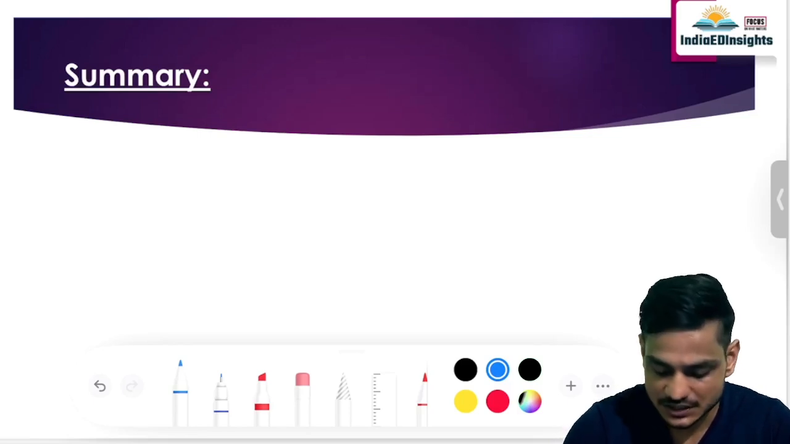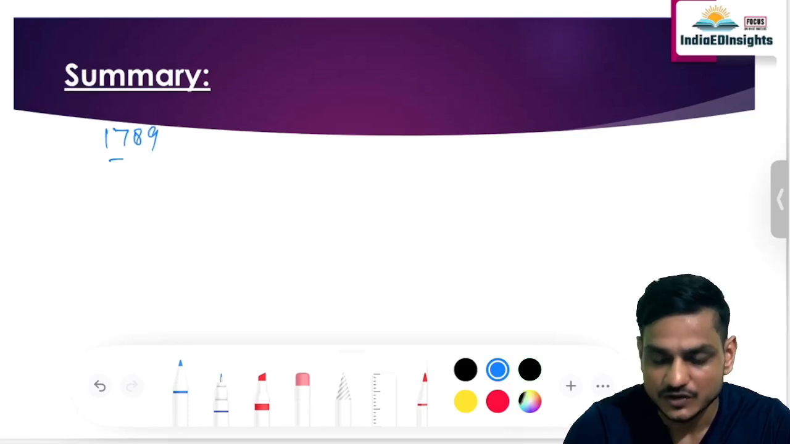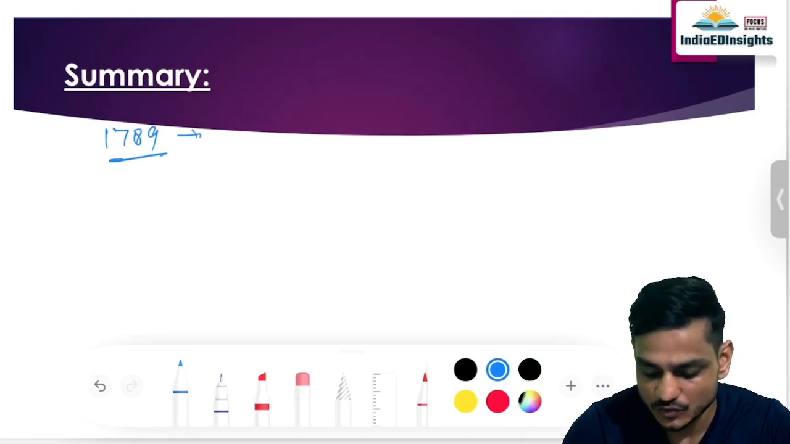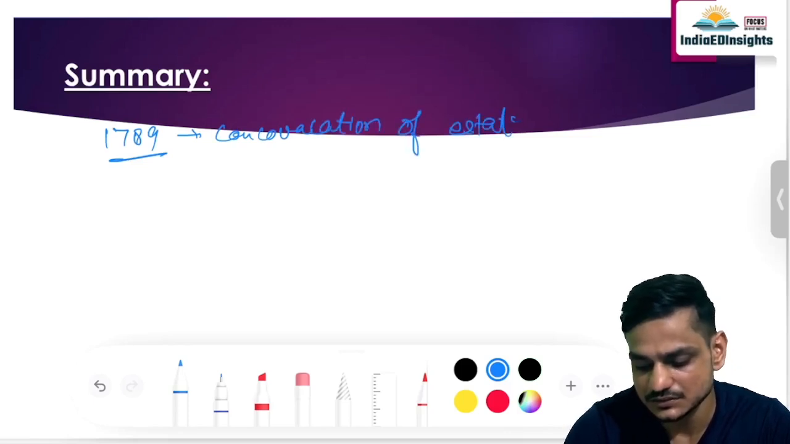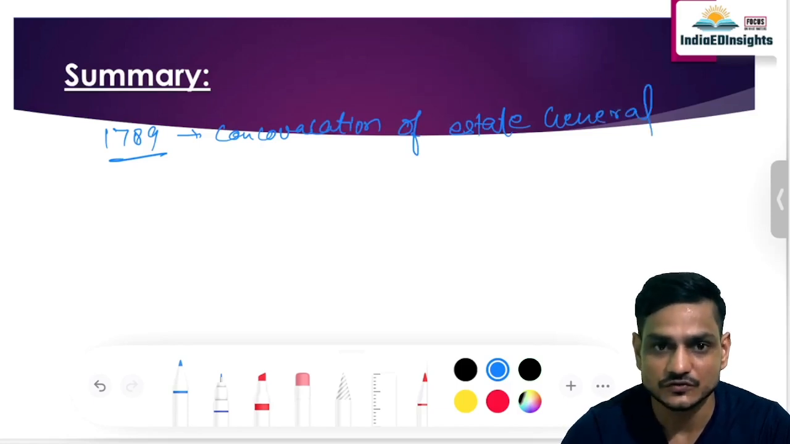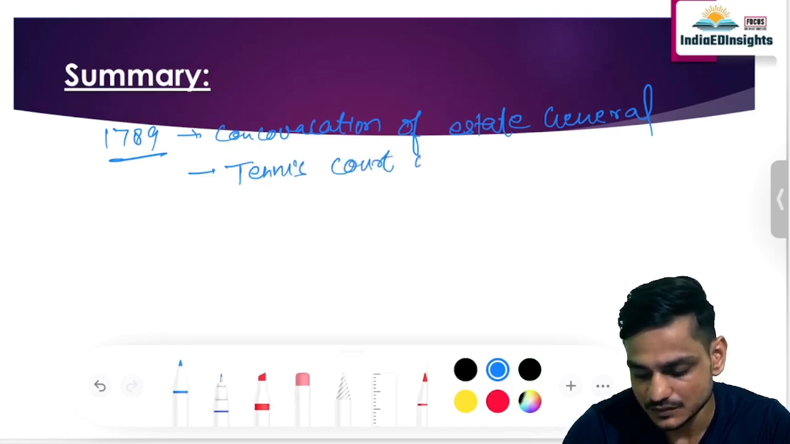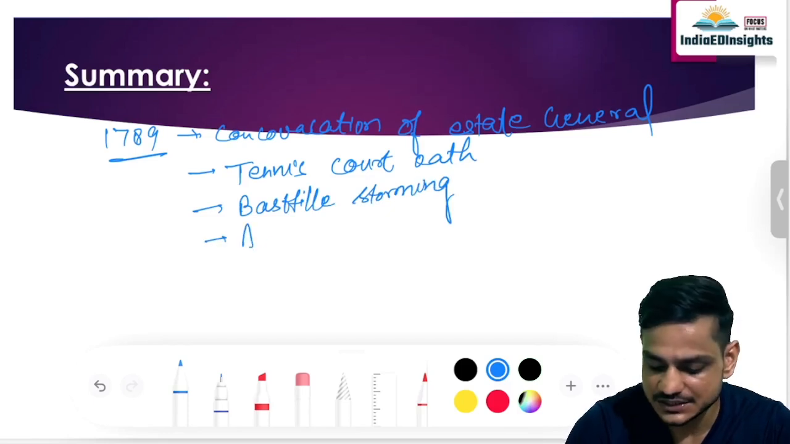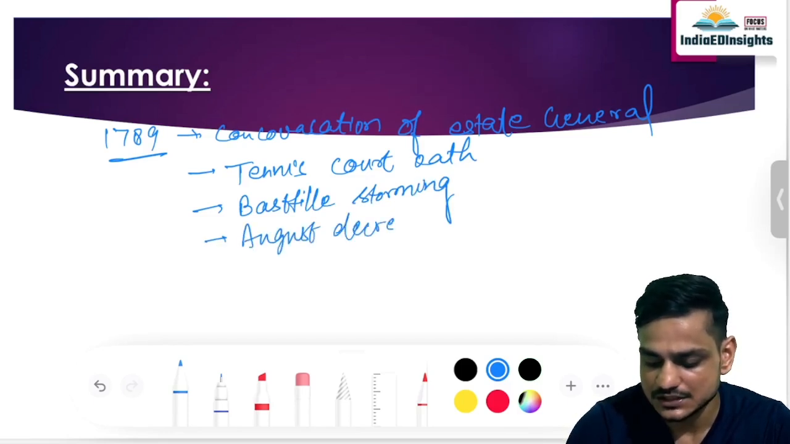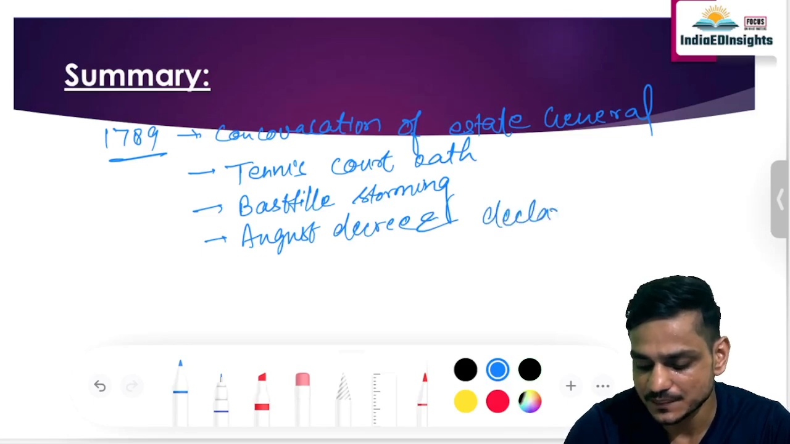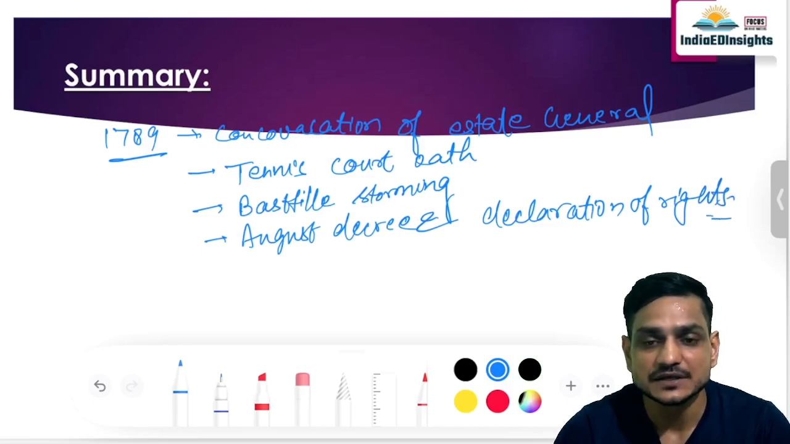So today we started in 1789. There were a lot of events in 1789: the first convocation of the State General, then the Tennis Court Oath, the Bastille Storming, the August Decree, and the Declaration of Rights. So these were the major events in 1789.